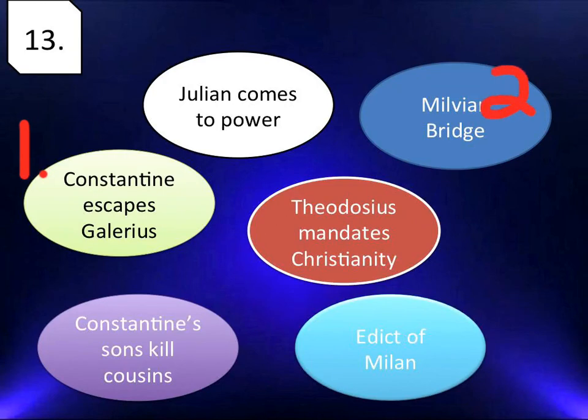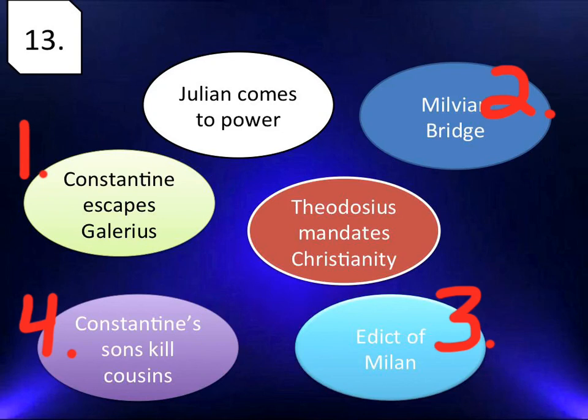Okay, the second event was the Milvian Bridge in the year 312. The next event: Constantine, out of gratitude to the Christian God for giving him victory, in the year 313 passes the Edict of Milan. Then we go through all of Constantine's reign, and right when Constantine dies, his sons come to power, and one of the first things they do is kill off the competition. Quite disgustingly, these are family members. So the fourth thing is Constantine's sons killing their family members, including their cousins.